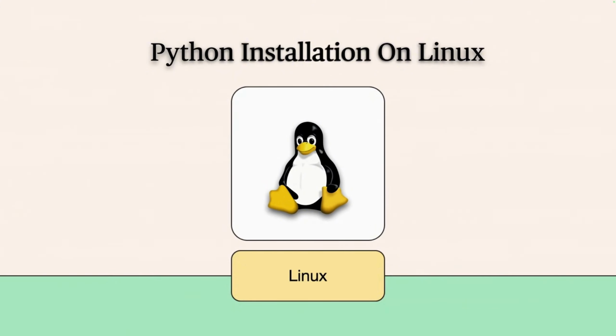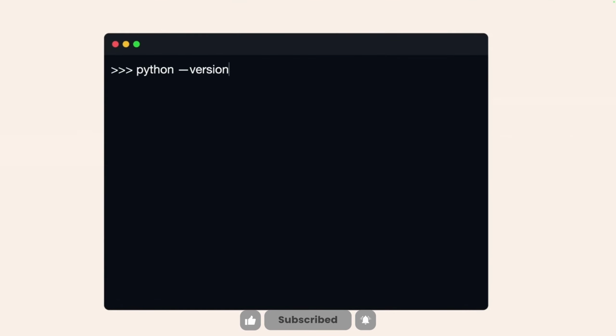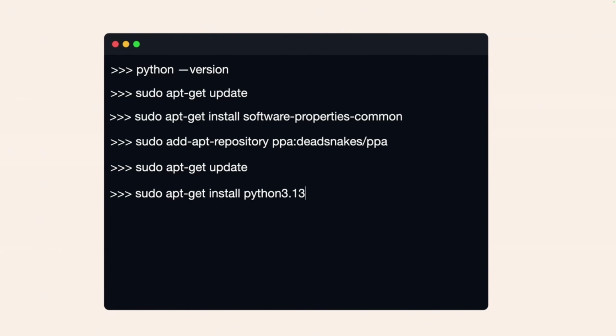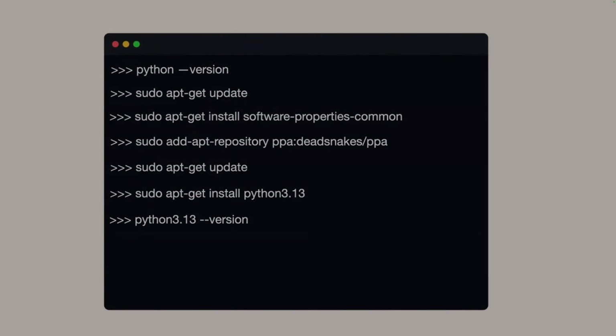Now, for Linux users, there is good news for you. Most Linux distributions come with Python pre-installed. If you need an updated version, follow the commands displayed on your screen and download the latest version. After installation, to check, type the command python3 --version. If the version is displayed in the output, then Python is ready on your machine.